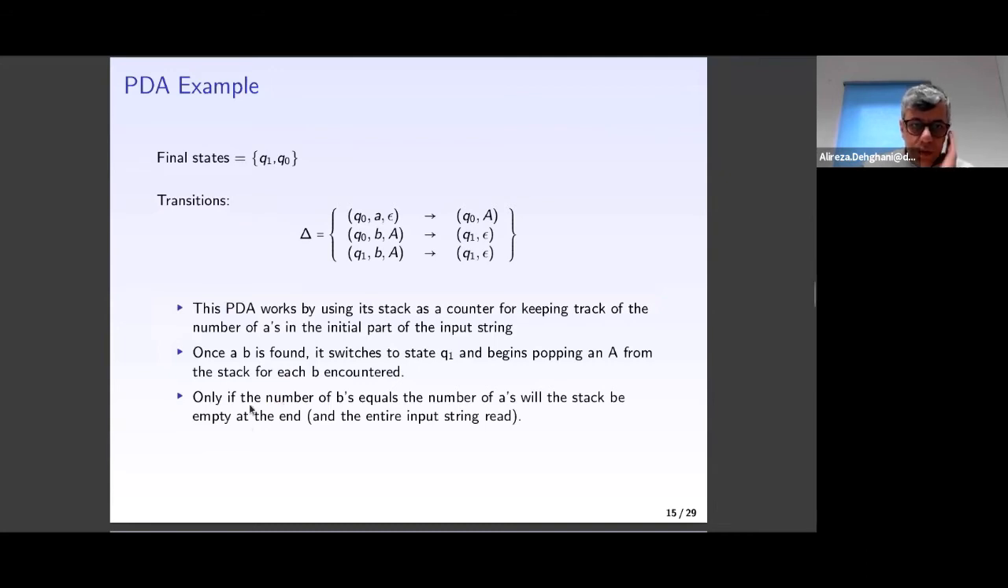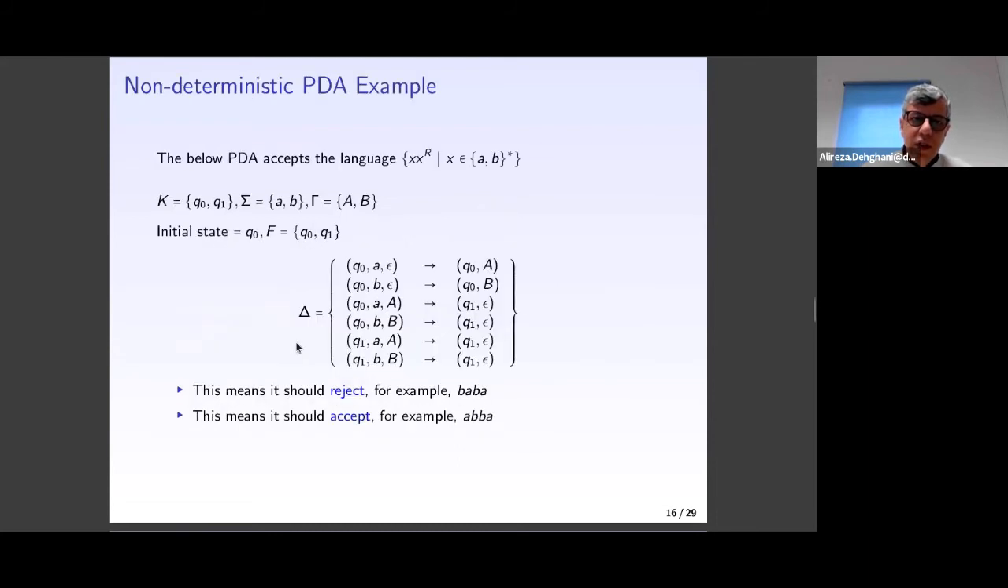Okay, so this PDA works by using this stack as a counter for keeping track of the number of A's in the initial part of the input string. Once a B is found, it switches to state Q1 and begins popping an A from the stack for each B encountered. Only if the number of B's equals the number of A's will the stack be empty at the end, and it is accepted. That's another interpretation. I brought the example of the pocket and the coin. That's another interpretation. It looks at the situation as a counter. Okay, that's the whole story.